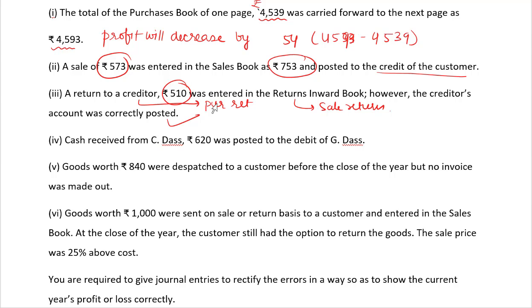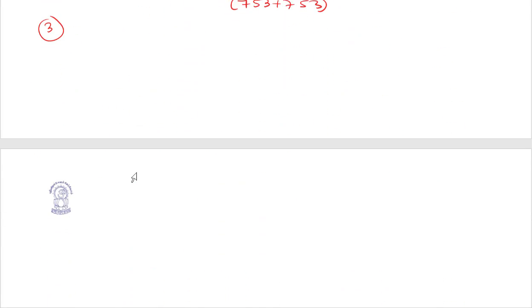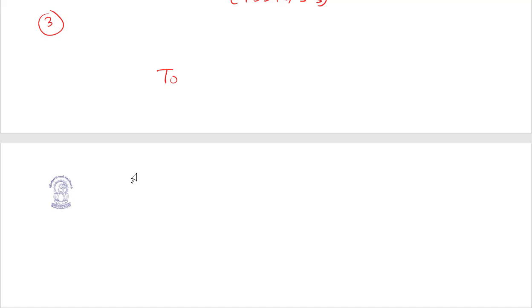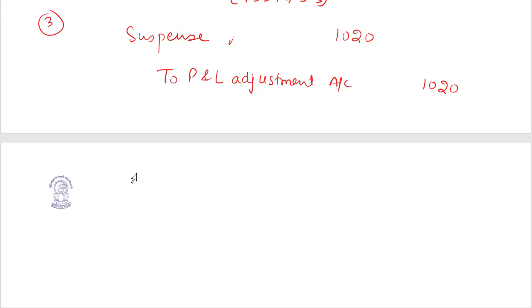So 510 plus 510 is 1020. We need to correct this error. How? The return inward was debited by 510 instead of return outward account being credited by 510. So we need to credit profit and loss adjustment account over here 510, double the amount, that is 1020, and 1020 will go where? To suspense account. I hope it is clear.